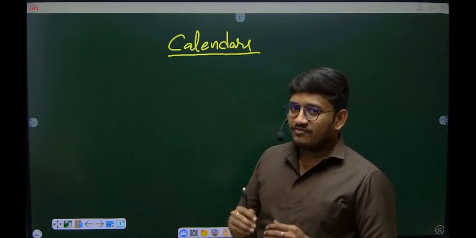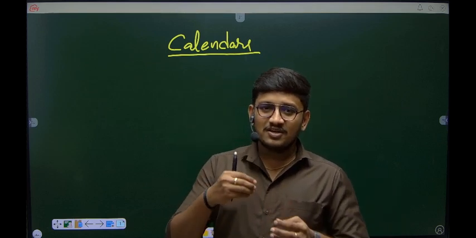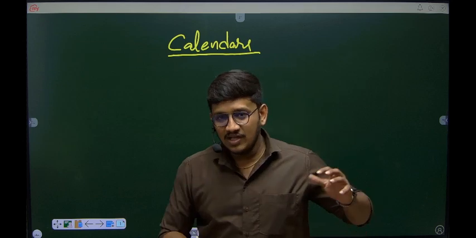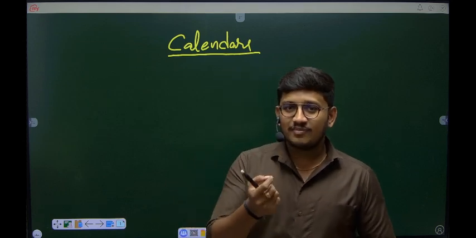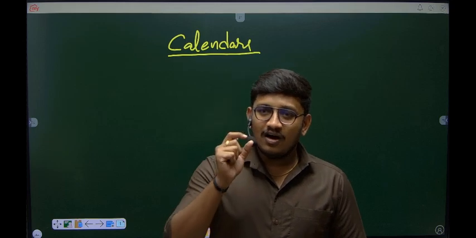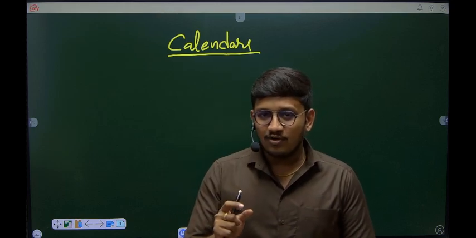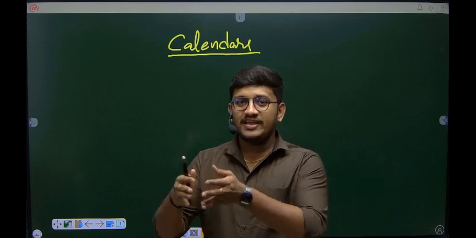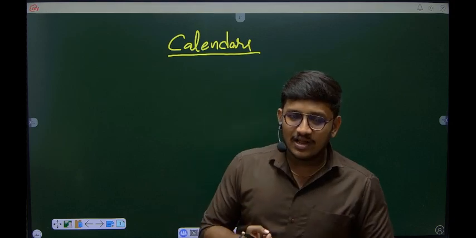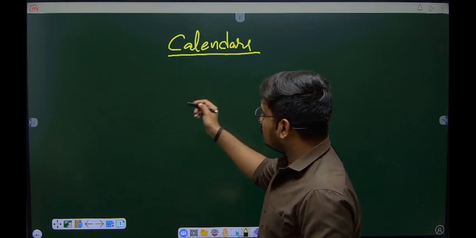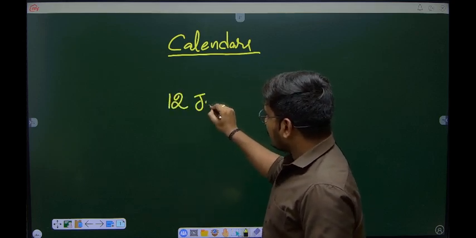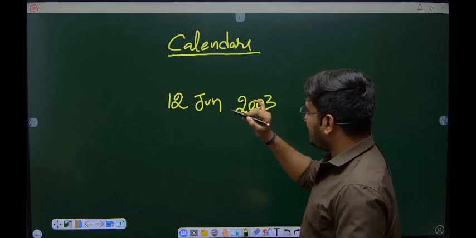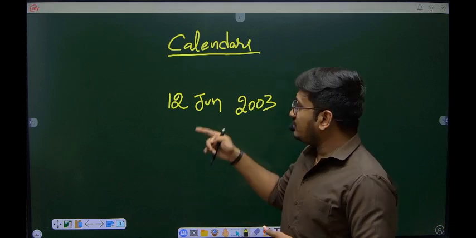When we are discussing calendars, the majority of students might have heard about the topic earlier. The question that immediately comes to the mind of students is very simple. When we are talking about date of birth, the entire calendar concept is about finding which day it was. Let's say the date of birth is June 12th, 2003. I should be able to say which day it was.